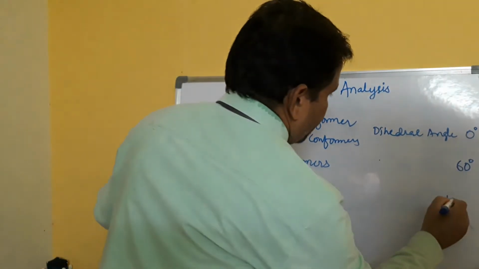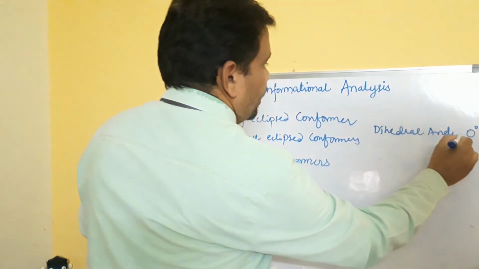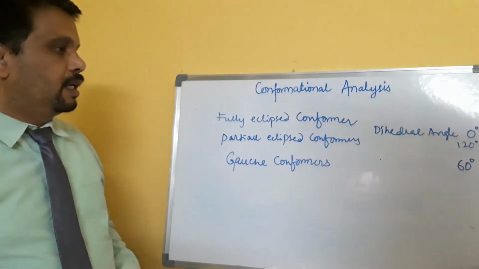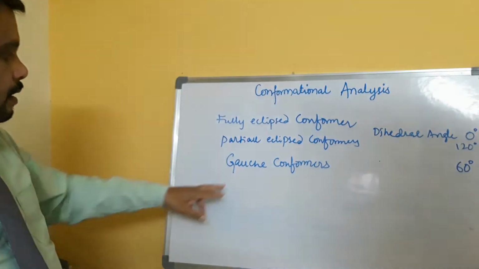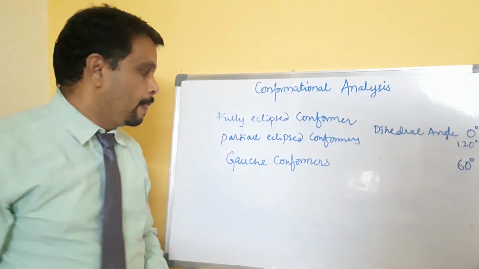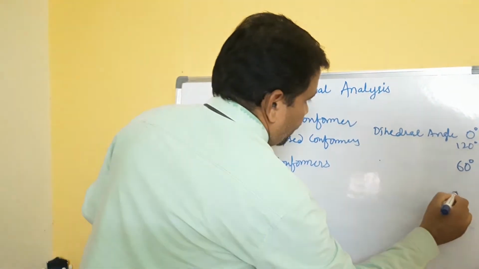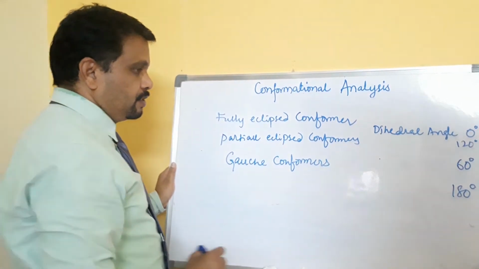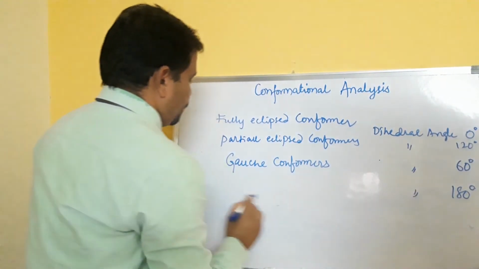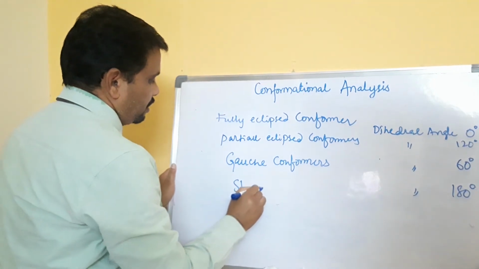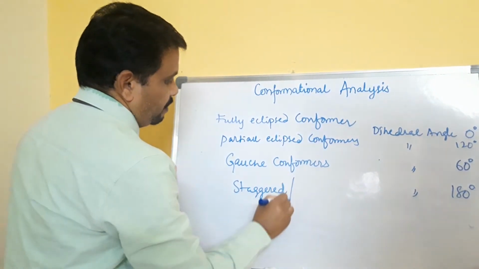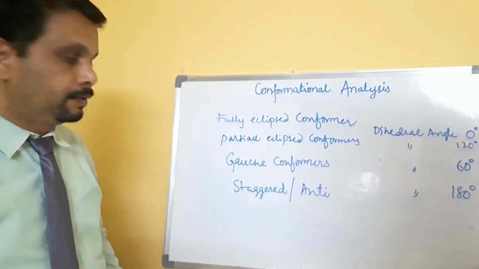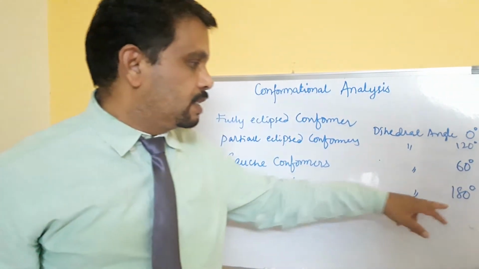If they have 120 degrees, 0 degrees and 120 degrees, both are fully eclipsed and partially eclipsed, okay? And gauche conformer at 60 degrees. Next, 180 degrees. If the dihedral angle is 180 degrees, then they can be called a staggered conformer, or anti-conformer. Okay. Then what about next?